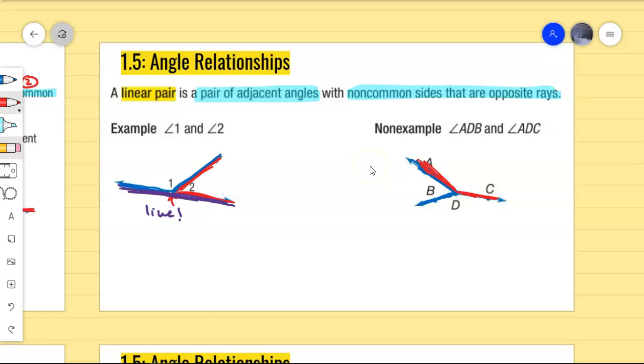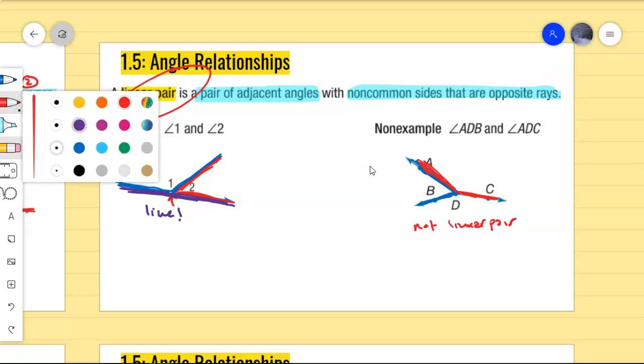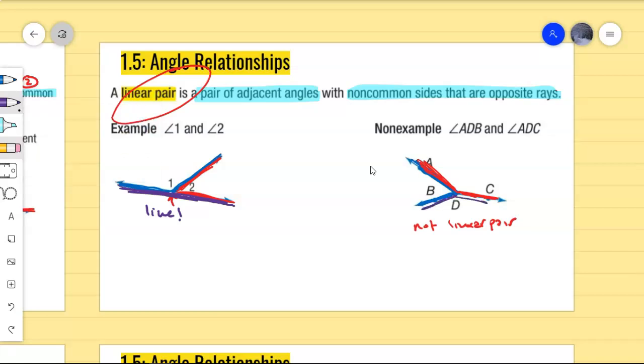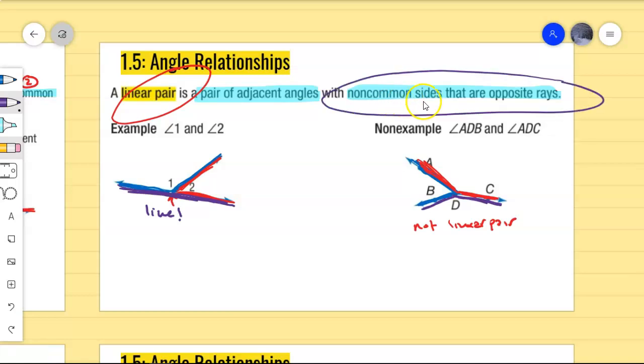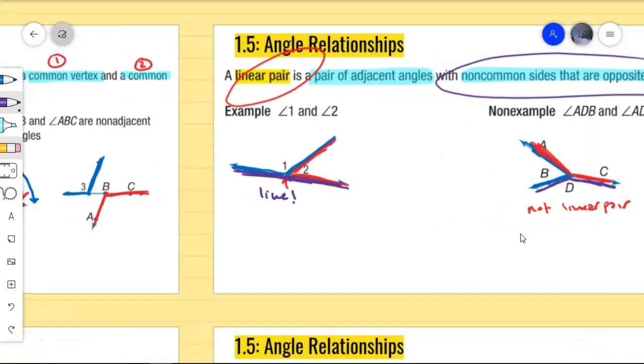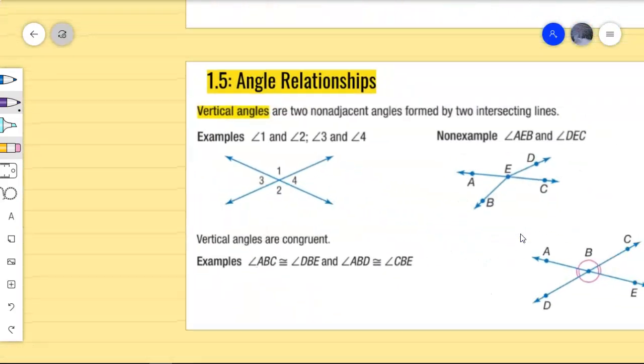What doesn't work out for us is that we were talking about linear pairs. This is not a linear pair. And the reason why it's not a linear pair is you've got to look at the bottom. Look at the bottom, and you'll notice that the bottom does not create a line. And so that's why these are not considered linear pairs. So that's the easiest way to remember this. But if you look at the textbook's definition, it says non-common sides that are opposite rays. You may go with that if you wish, but I think if you take my advice, you'll find it a lot easier to just look for a line at the bottom, okay?